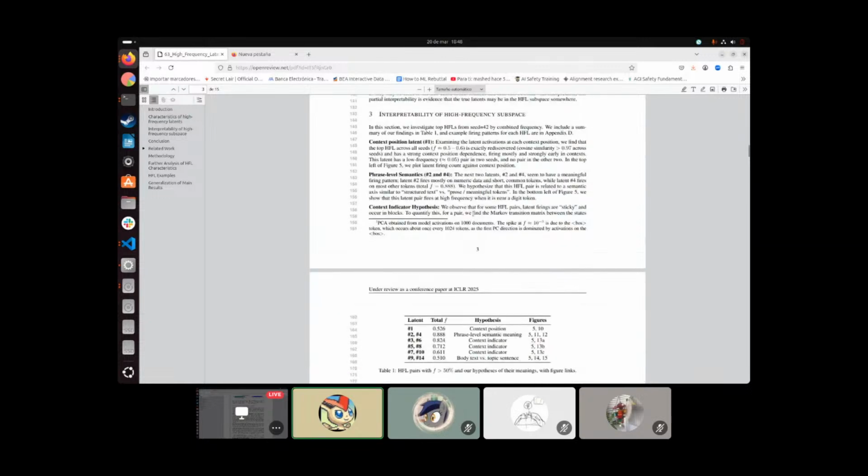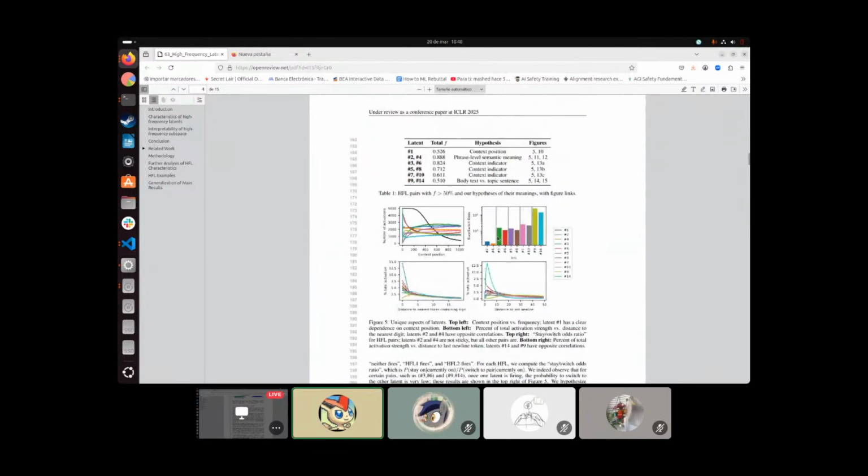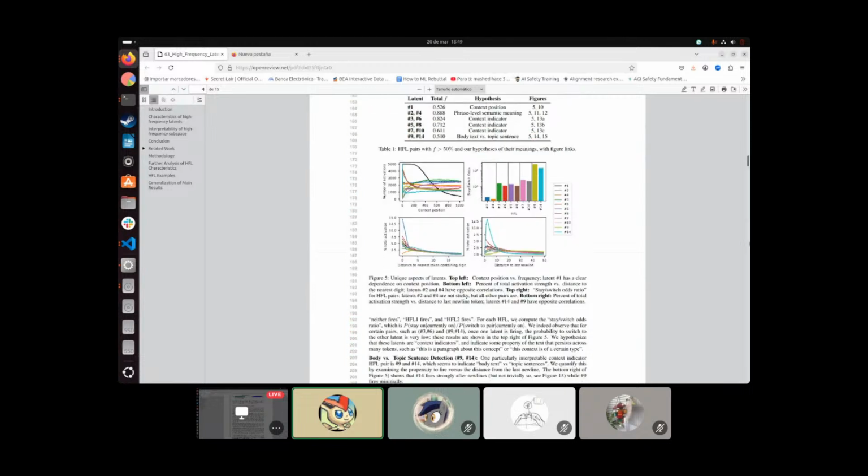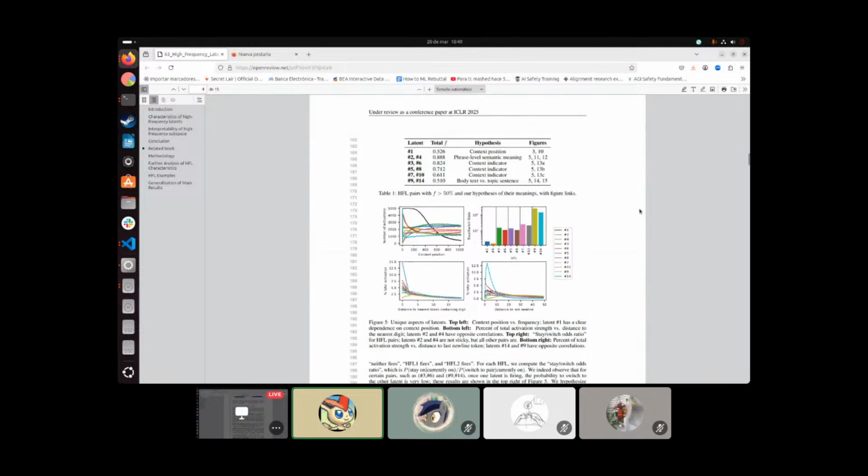Okay, so we were here, and then there are these graphs. So there is the latents, which is like the context position, phrase level, semantic meaning, a context indicator, which they don't explain what the context is, but maybe it's not clear from the text.